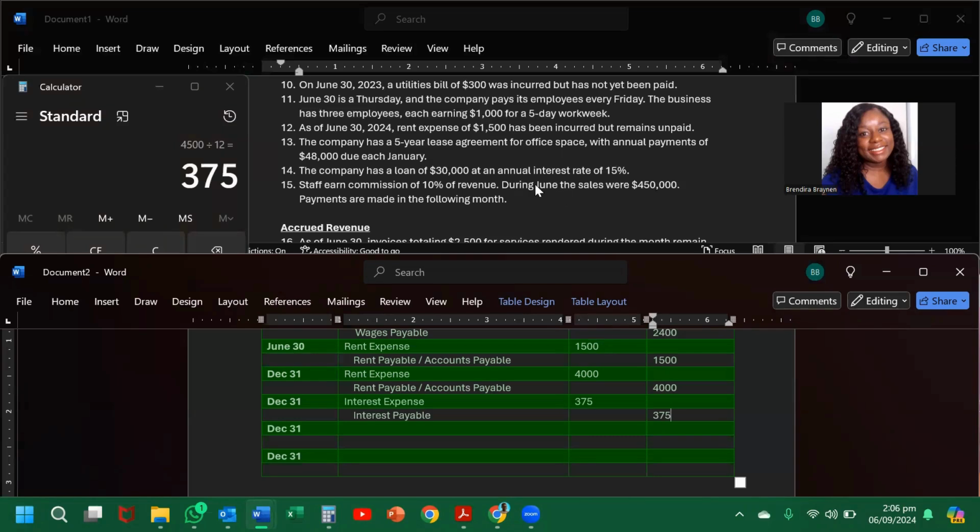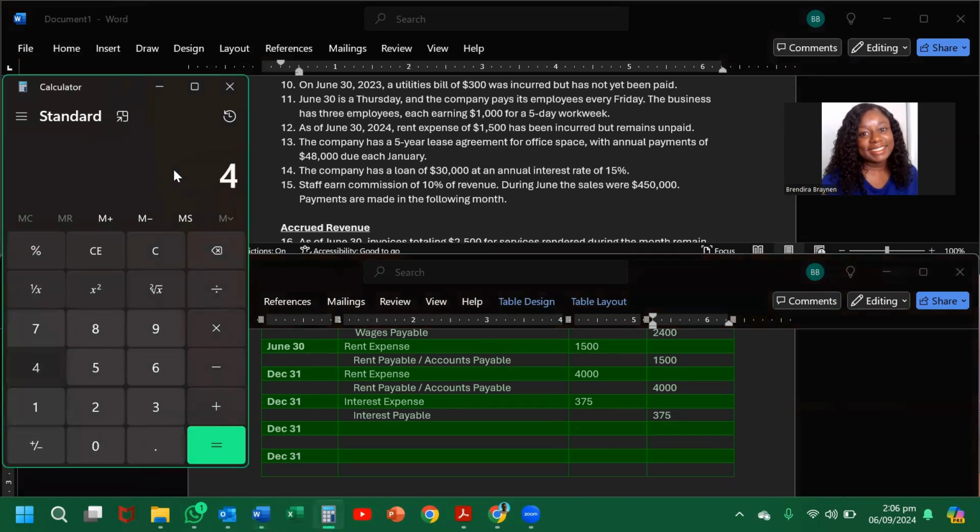And so it says during June, the sales were $450,000. Payments are made in the following month. So that means that commission for the sales in June is going to be paid out in July. But we can't record commission expense in July based on June's numbers. We have to use June's numbers and calculate how much commission is owed as a result of these sales.